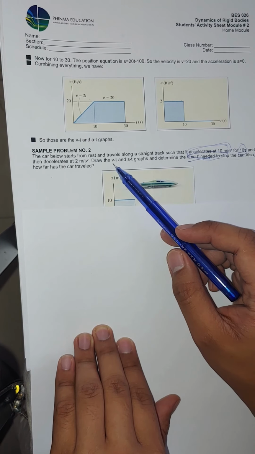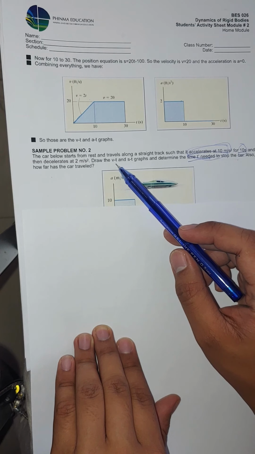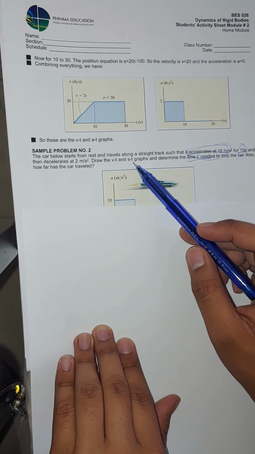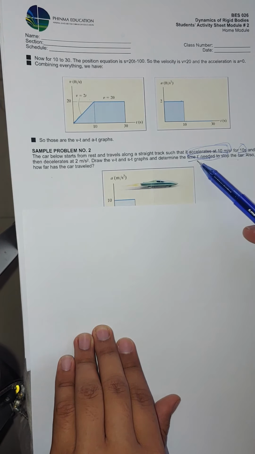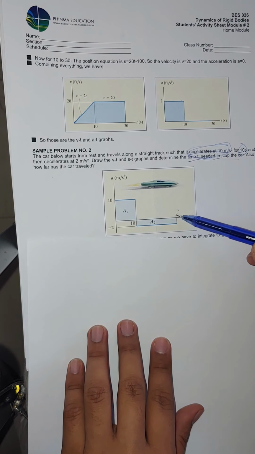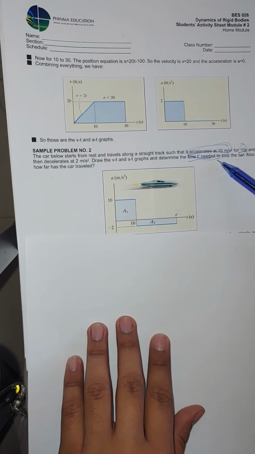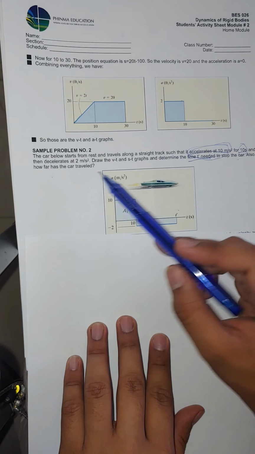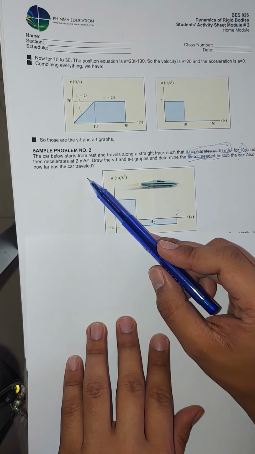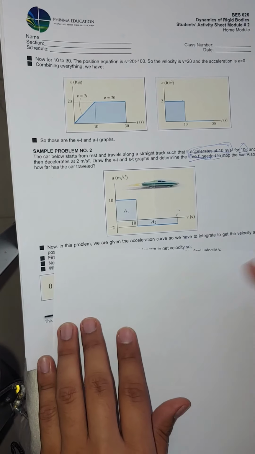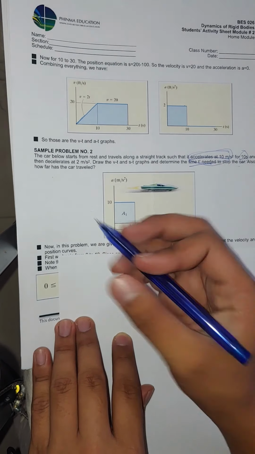So we were asked to draw the velocity versus time graph and then the position versus time graph. And determine the time t prime, as shown in the figure here, needed to stop the car. Also, how far has the car traveled? Okay, so this is our sample problem number 2.